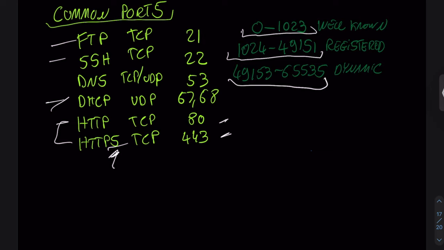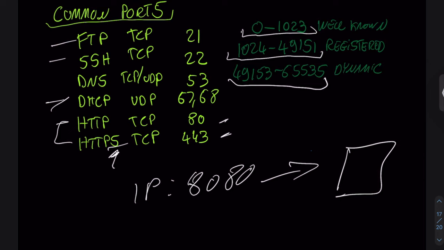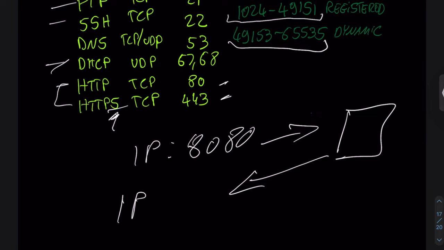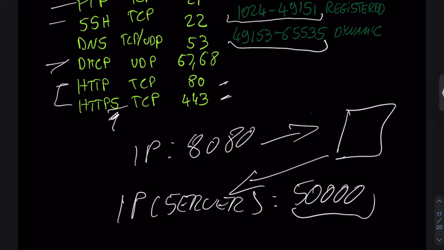Now, when we actually make a request, we normally use the IP colon port. So an HTTP request could be 80 or 8080, okay? When we send that across to the server, we receive back the IP address of the server, and we would get a destination port. Normally destination ports are the ones that you see in these dynamic ranges.